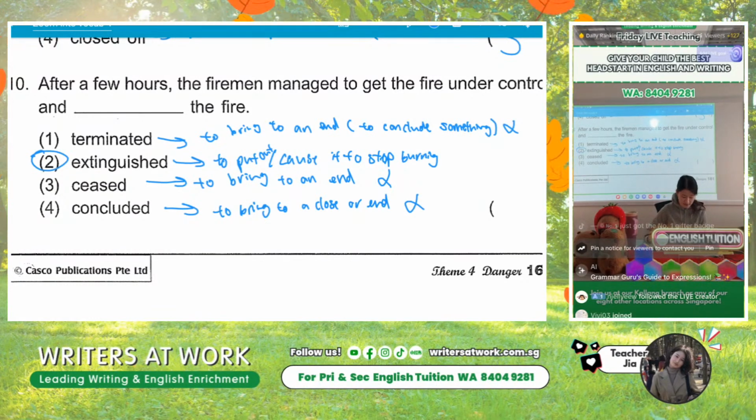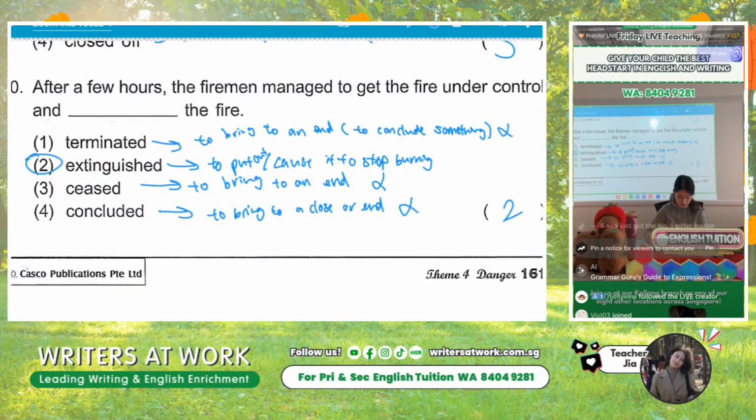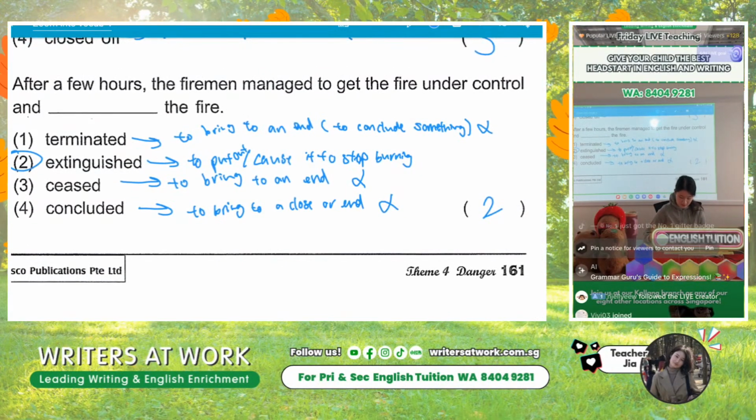So that is correct. Good job, great job. 2 was the answer, so the answer will be: after a few hours, the fireman managed to get the fire under control, and extinguish the fire. Okay, so that will be your answer.